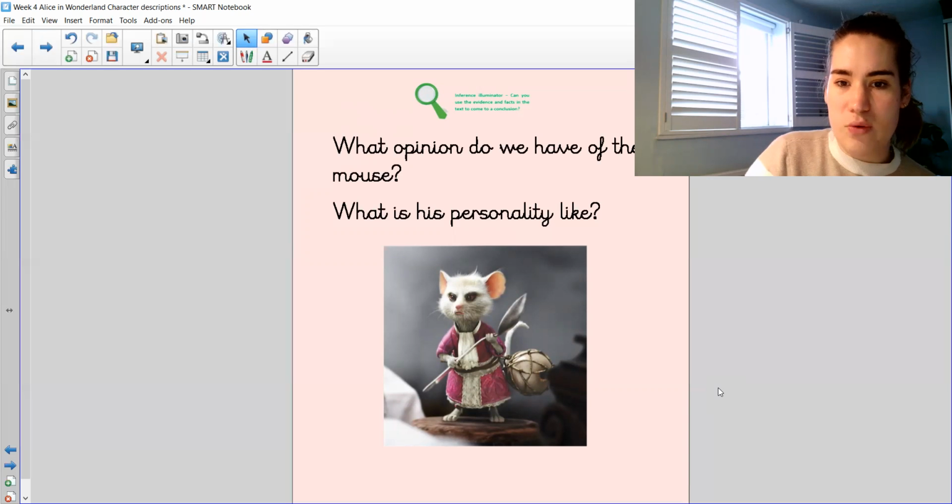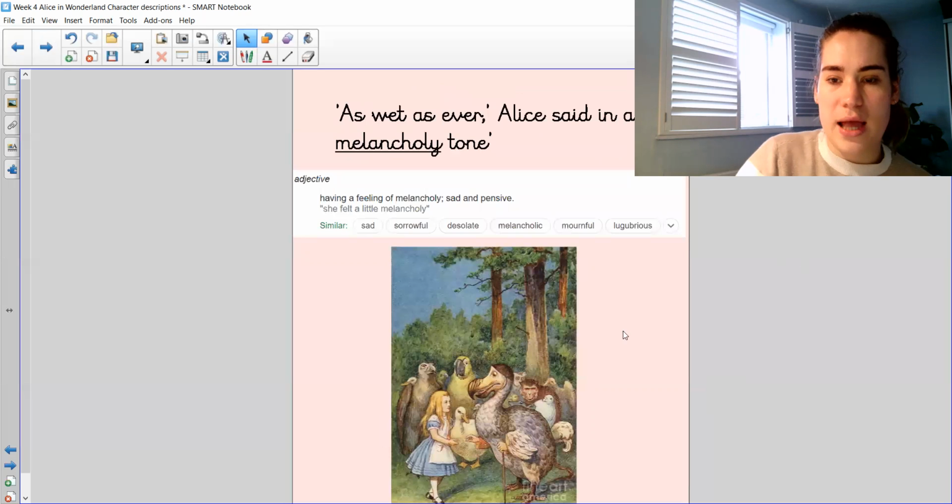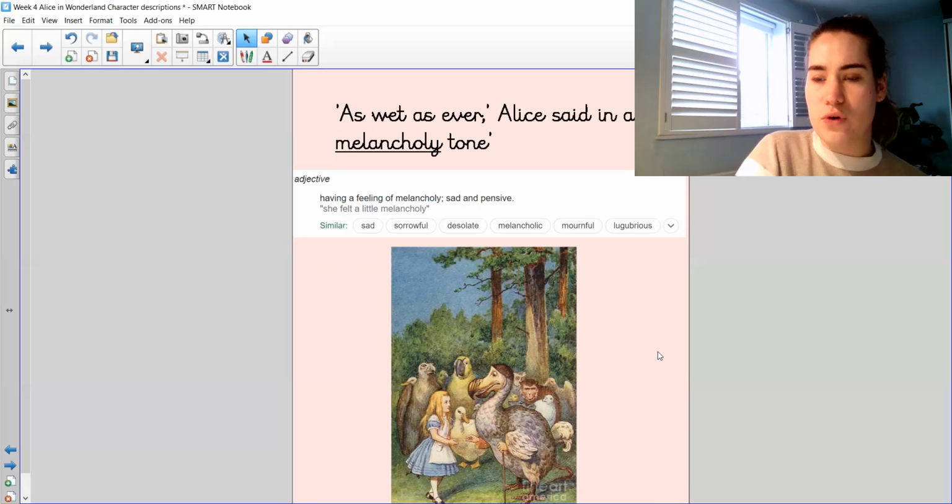Okay, we're just going to skip ahead one and then come back to the mouse. When Alice said "as wet as ever" in a melancholy tone, this is some new vocabulary. If we are feeling melancholy, we're feeling very sad, sorrowful, a bit sorry for ourselves. So Alice is feeling a bit sorry for herself here, and her tone is reflecting that.